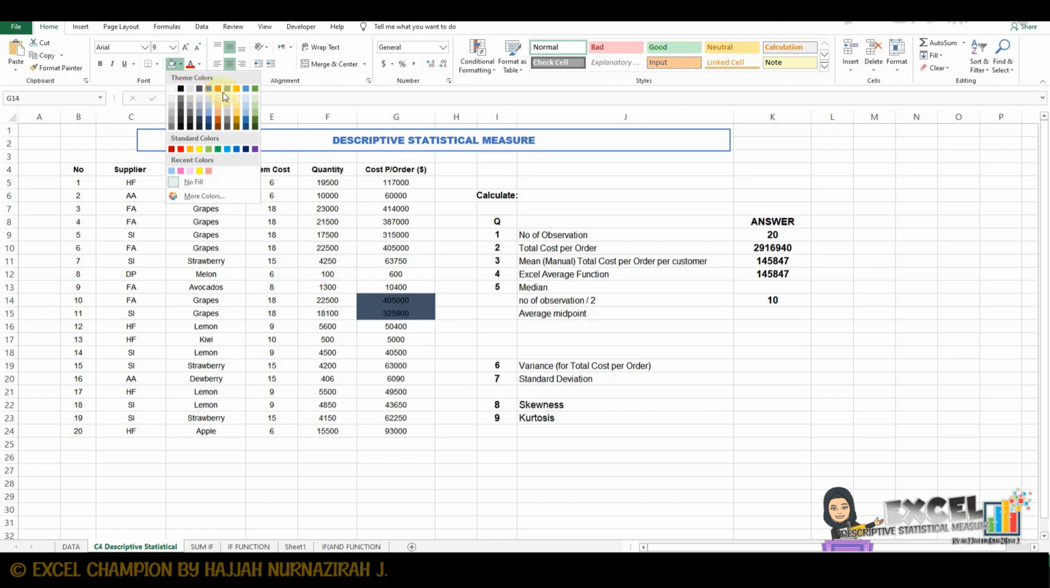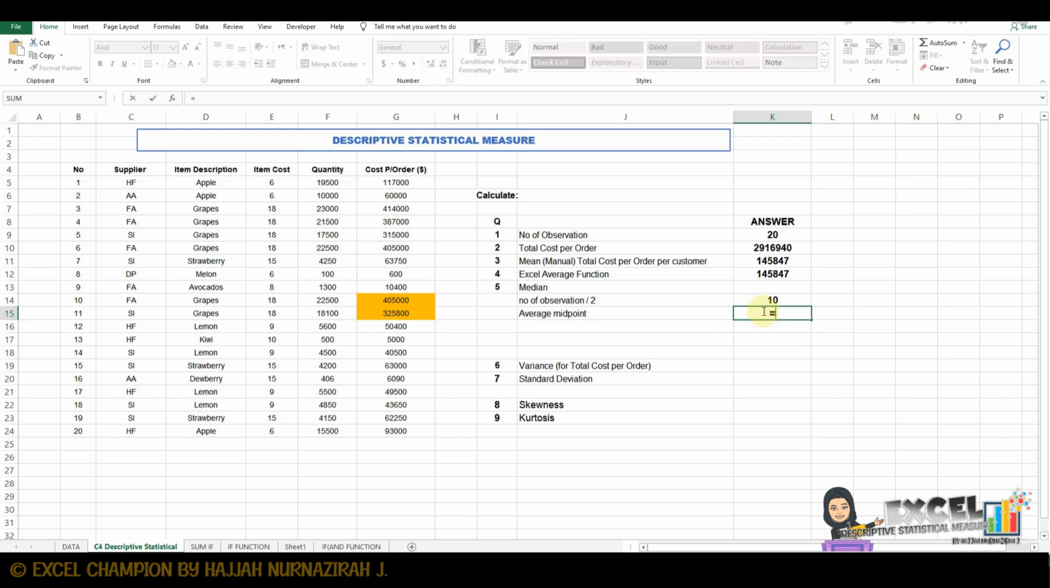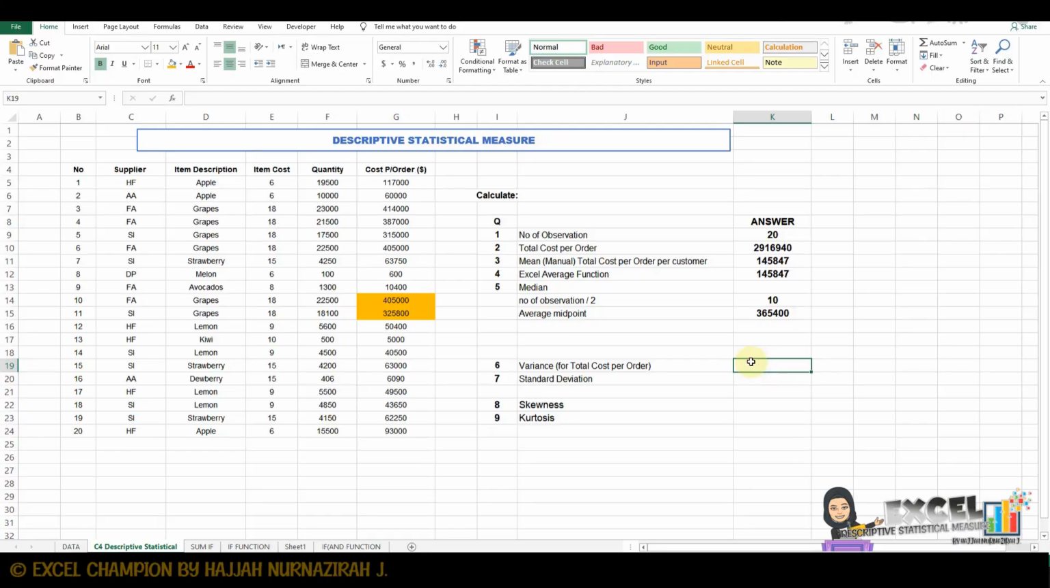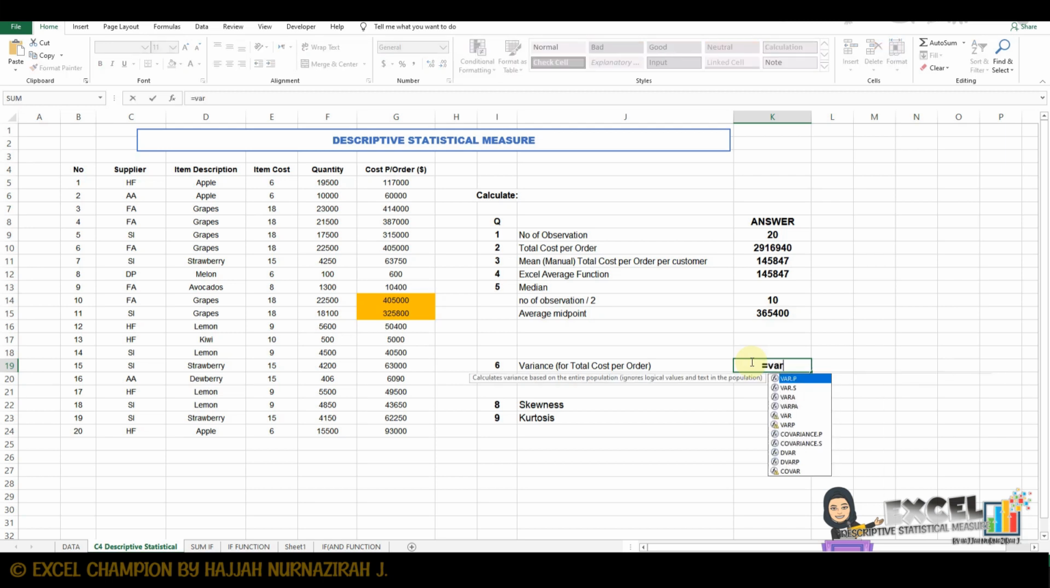So select, okay, select the average of the midpoint, type median, okay, select this answer, enter. So the median for total cost per order is 365,400.